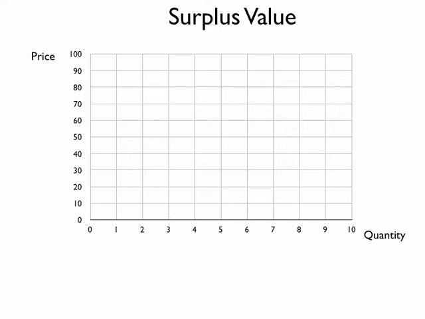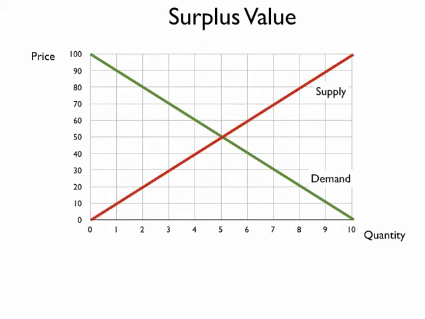Let's continue our discussion on surplus value. Remember, we can take those columns from each individual buyer and seller and actually plot those points and come up with a demand curve as well as a supply curve. And then we can note where our equilibrium price and equilibrium quantity are located.